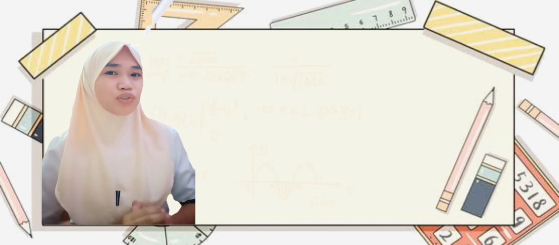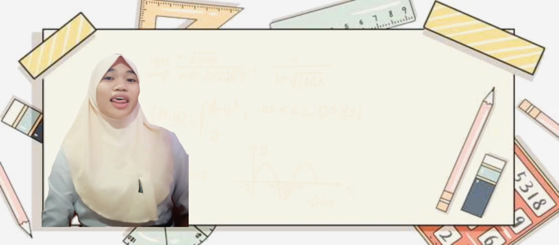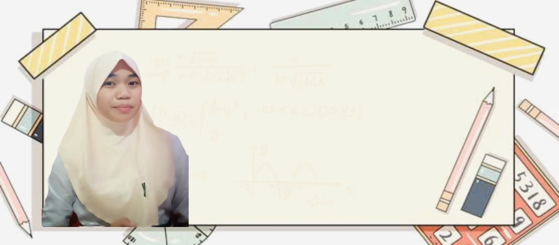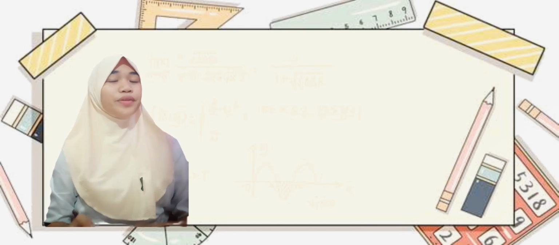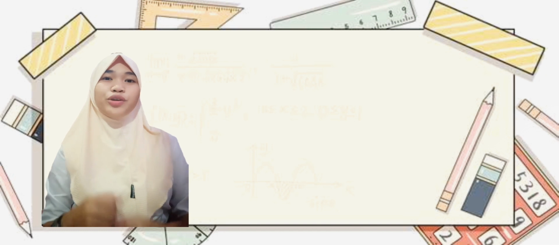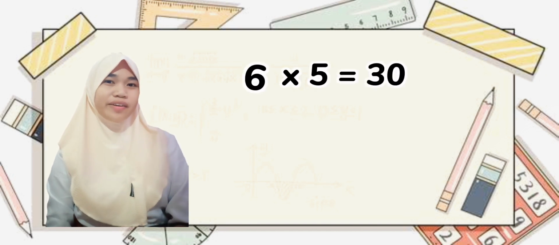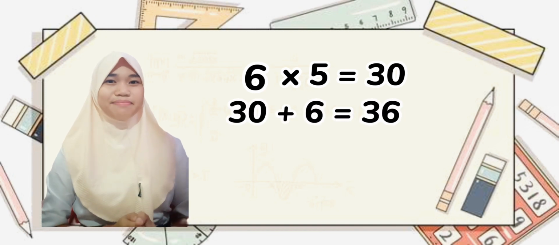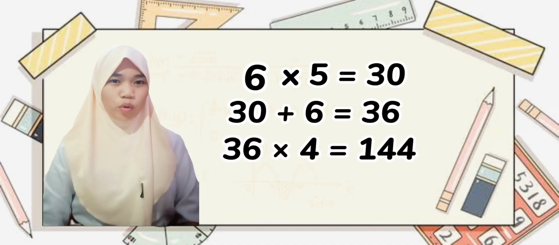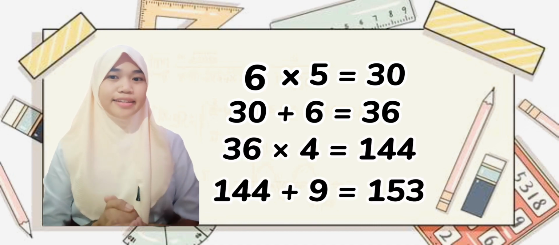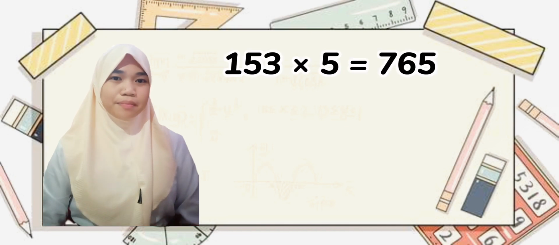Now, I want you to get any piece of paper and ball pen. Then, write your month number from your birthday. Just for example, if your birthday is June, then your month number is 6. Next, multiply by 5 and add 6. After that, multiply the total by 4. Next, add 9. Then, multiply by 5 once again.